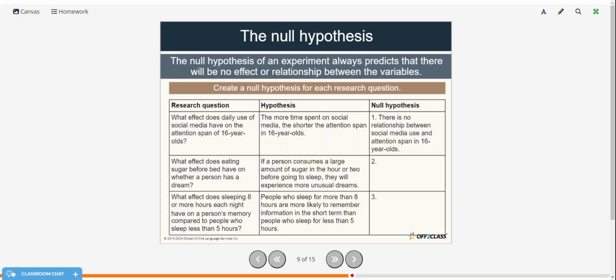And what effect does sleeping 8 hours or more each night have on a person's memory compared to people who sleep less than 5 hours? Hypothesis: people who sleep for more than 8 hours are more likely to remember information in the short term than people who sleep less than 5 hours. Null hypothesis: there is no relationship between the amount of sleep a person gets and their short term memory.